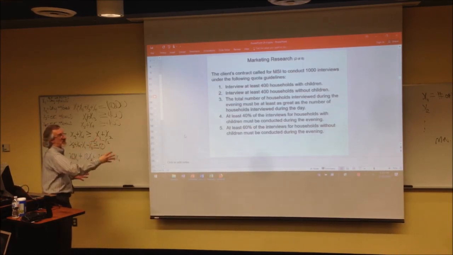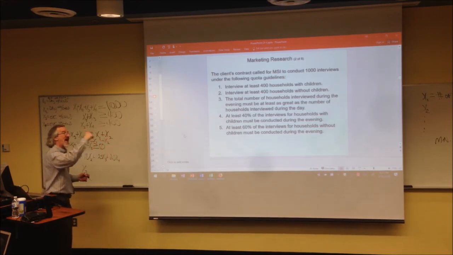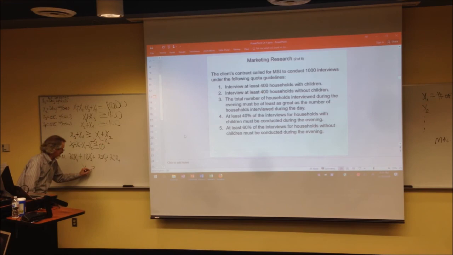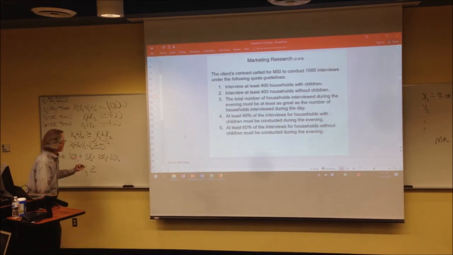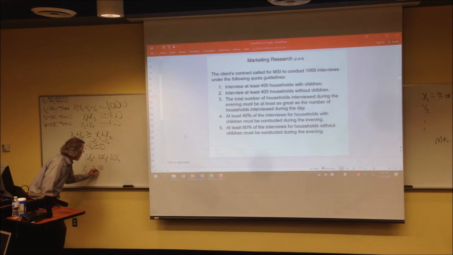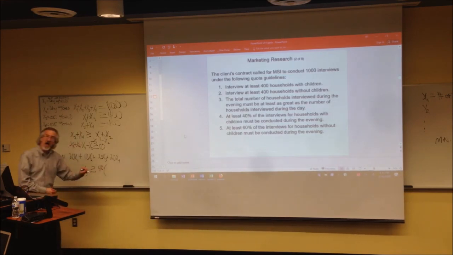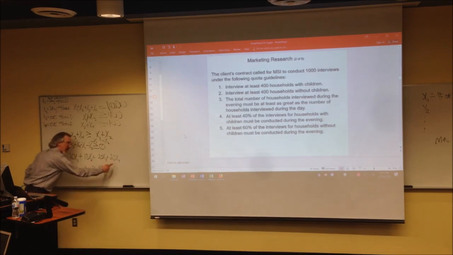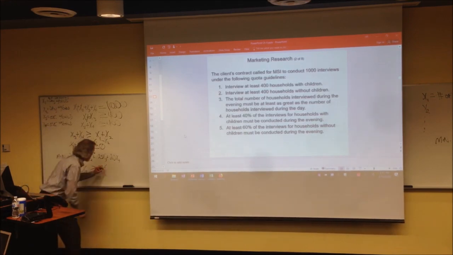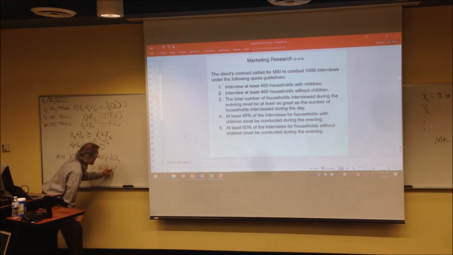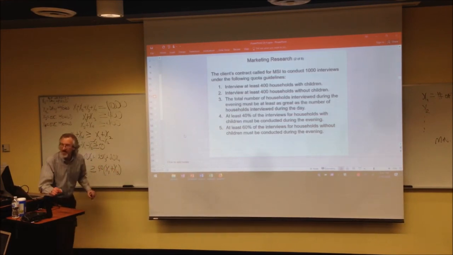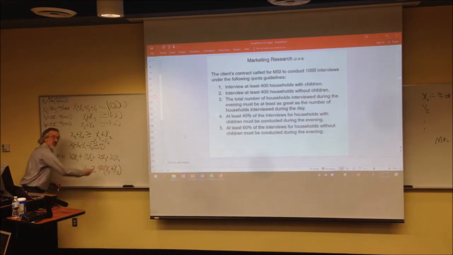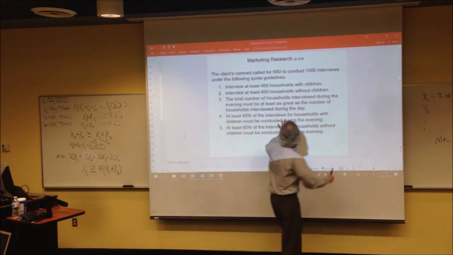Now I'm reading it again. X3, which is the interviews in the evening with children, must be at least, greater than or equal to, at least 40%. So I'm doing 0.40 times at least 40% of interviews for households with children. What represents interviews with households with children? X1 and X3 are with children, right? X1 plus X3. Now, you wrote it just like it reads. All I did was take that last little part and move it to the front. I'm going to say it again.